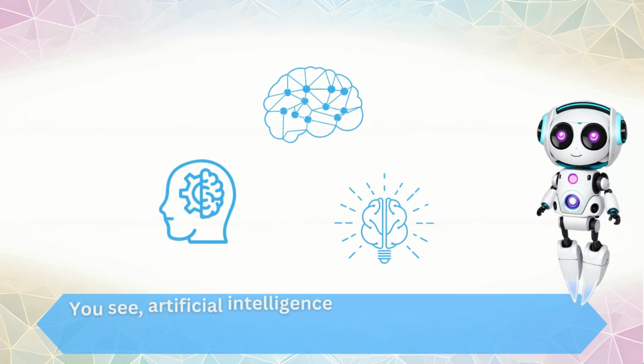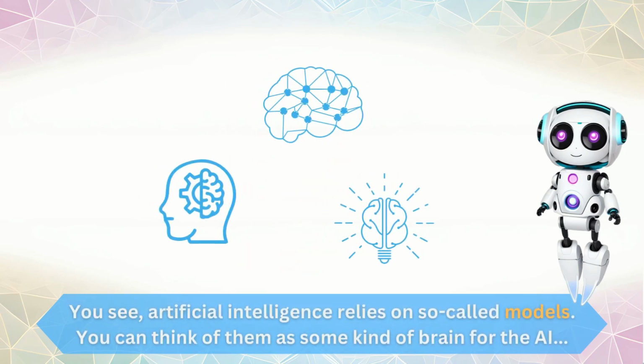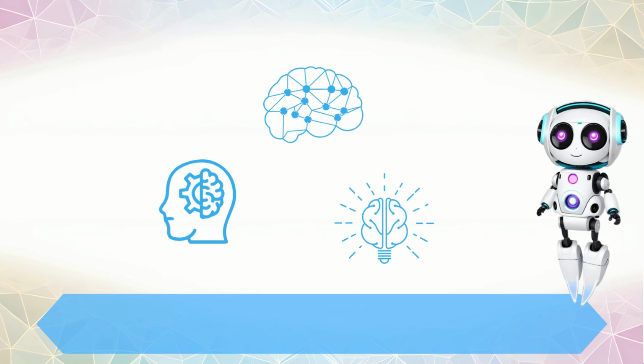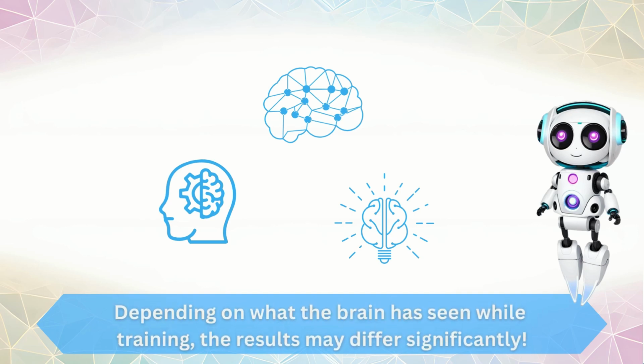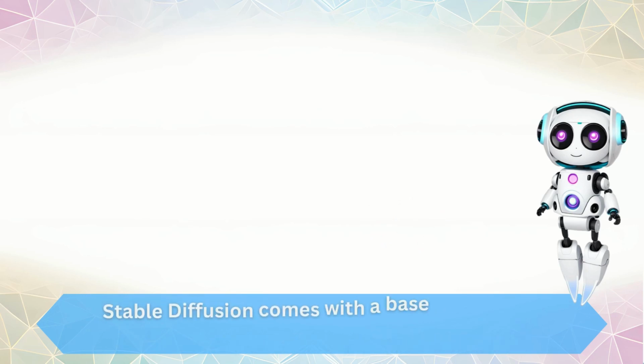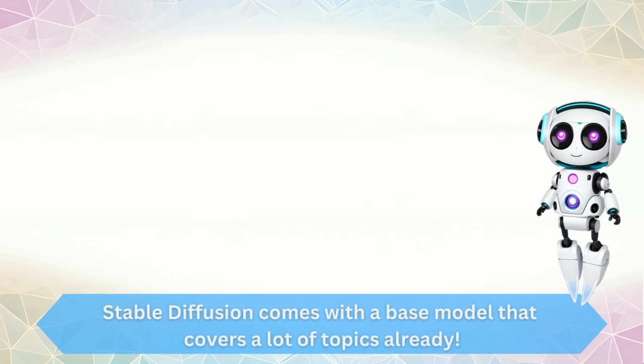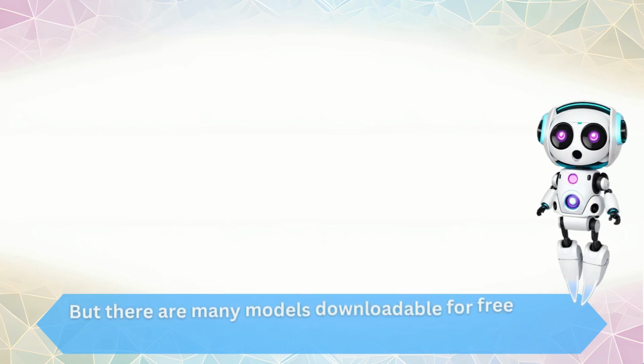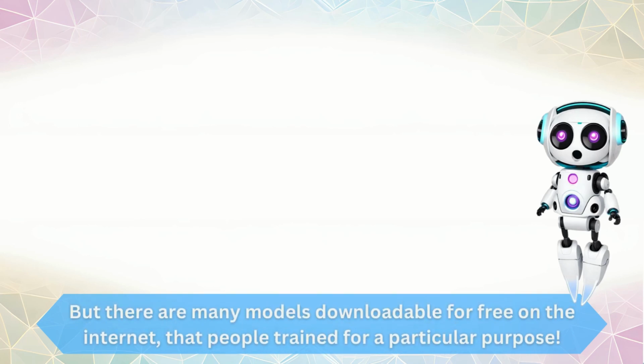You see, artificial intelligence relies on so-called models. You can think of it as some kind of brain for the AI. Depending on what the brain has seen while training, the results may differ significantly. Stable Diffusion comes with a base model that covers a lot of topics already. But there are many models downloadable for free on the internet that people trained for a particular purpose.